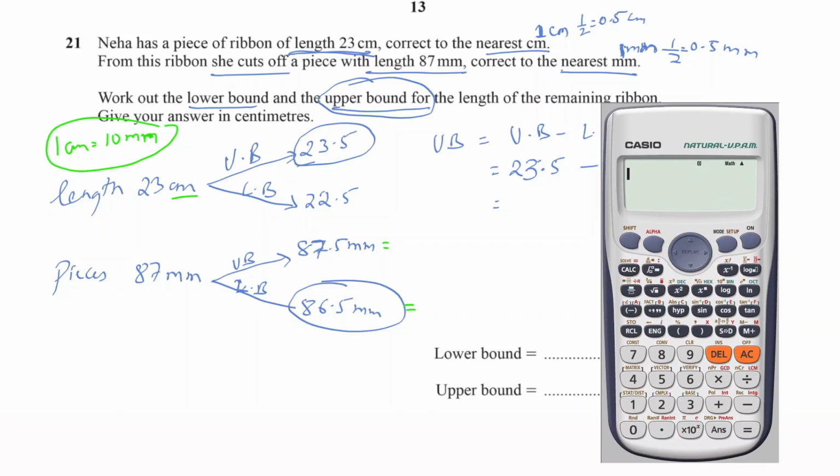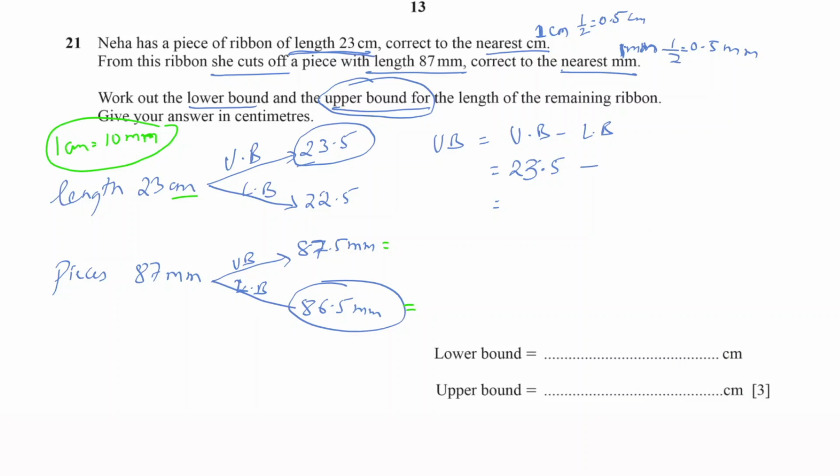Okay, divide 87.5 by 10. I'll get 8.75, and we can easily do that, right? This is 8.75 centimeter. I hope you understand why we are dividing it by 10. Just to convert into centimeter, I'm dividing, and 1 centimeter is 10 mm. That's why I'm dividing it by 10.